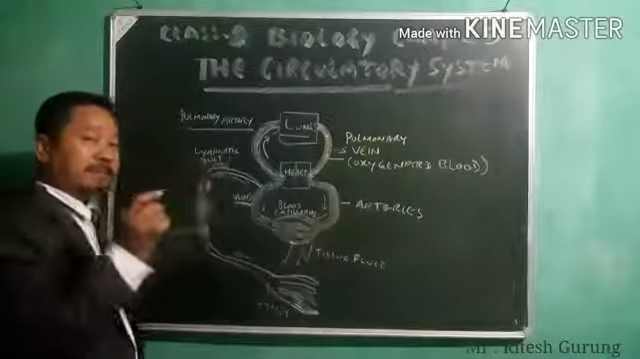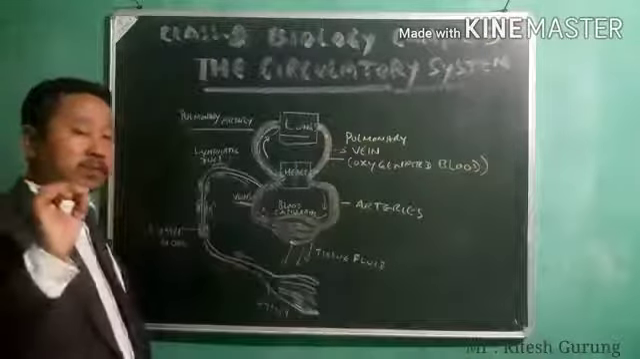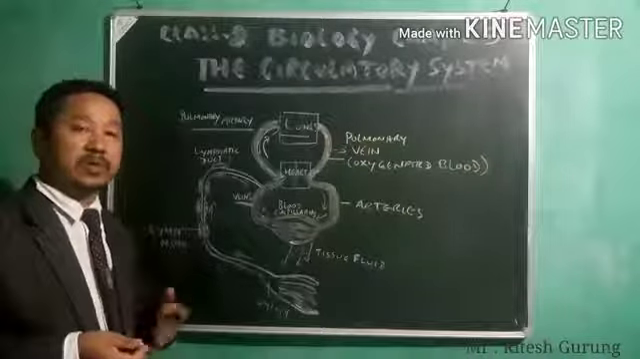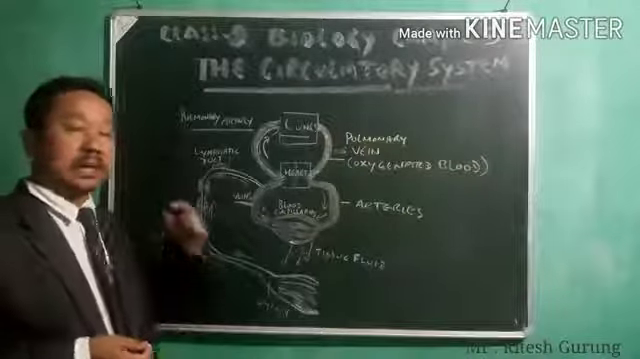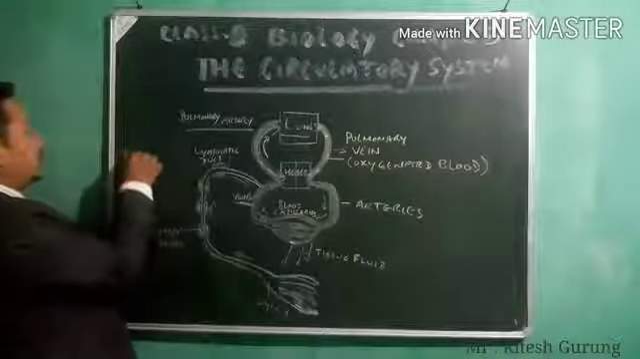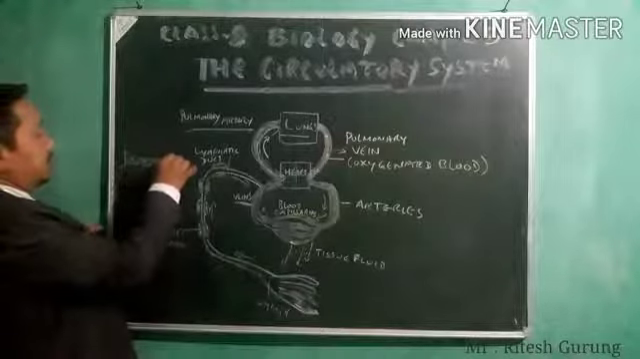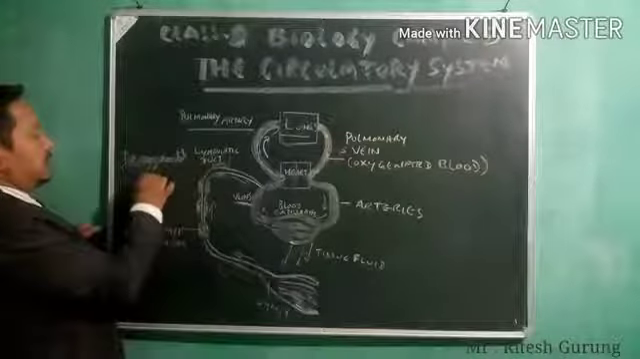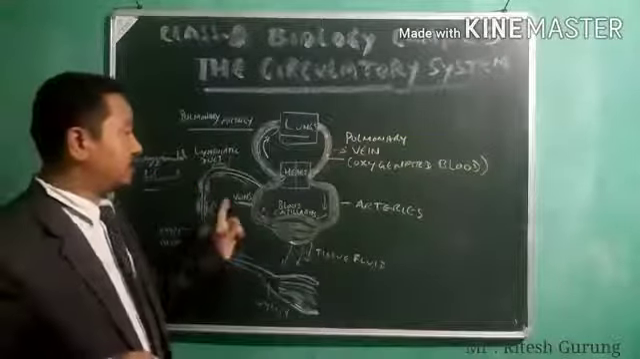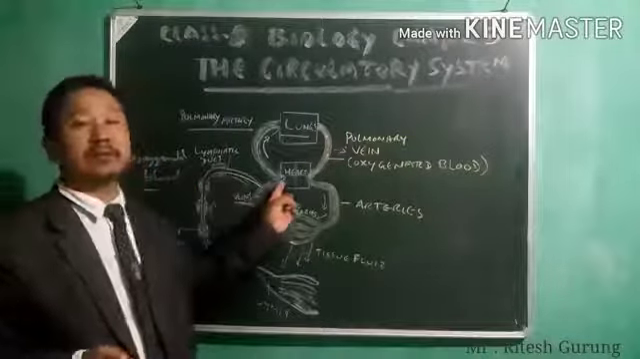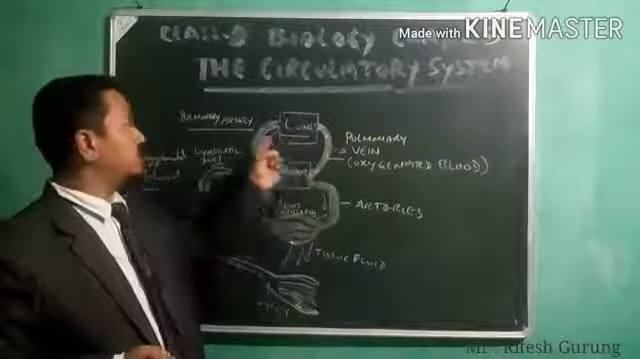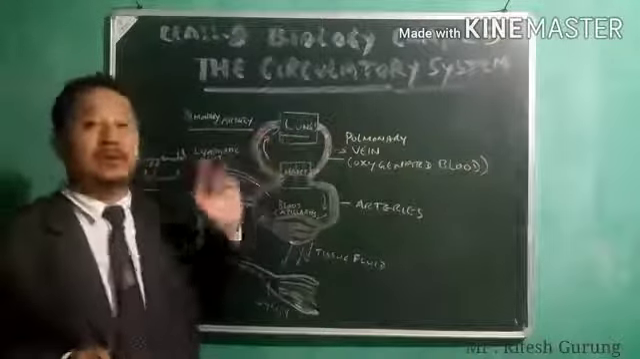Then after the respiration in the cells, the blood becomes impure because of carbon dioxide, and that impure blood is also called deoxygenated blood. That deoxygenated blood will be carried by the veins and brought back to the heart again, and from the heart it is taken to the lungs by the pulmonary artery for purification.